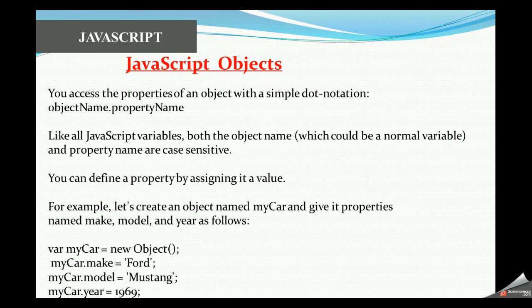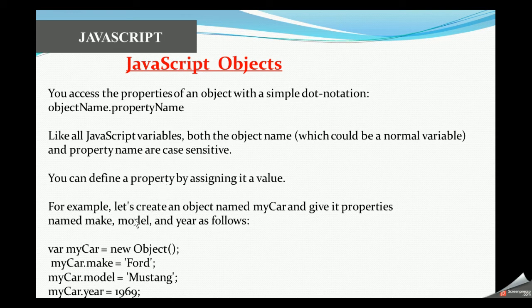Now, if I want to access any property of an object, we will be using the dot notation. Suppose I am writing myCar.make is equal to Ford. So actually I am using the object name and the property name to access any property of a JavaScript object. Okay. Now, as you all know, JavaScript is a case sensitive language, so you have to make sure that you are using it properly.